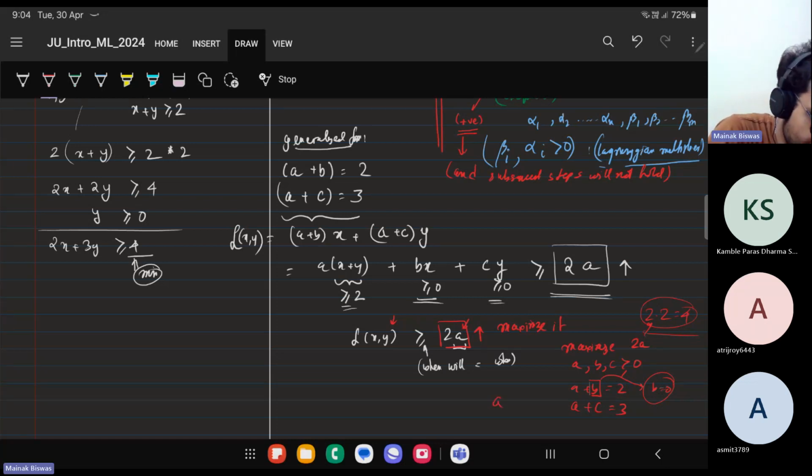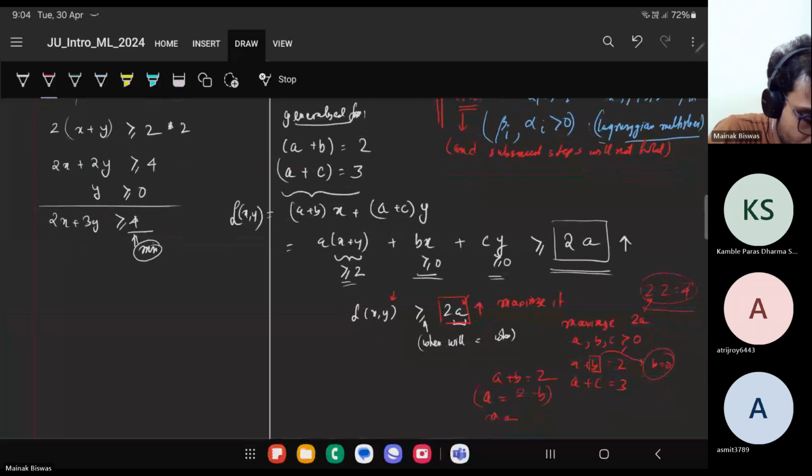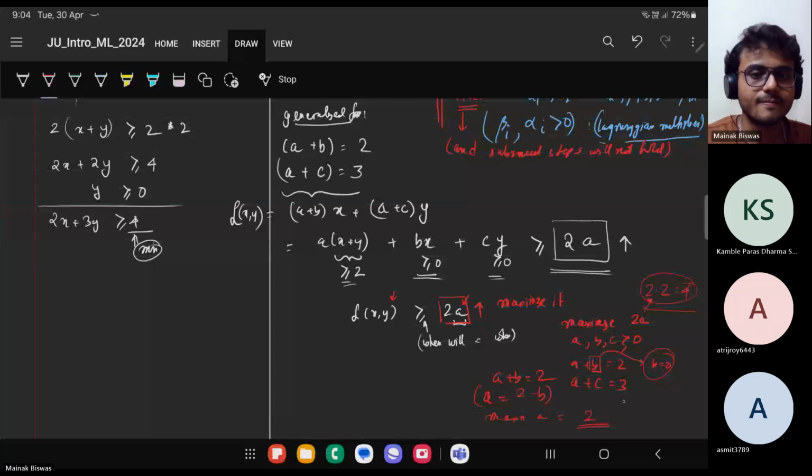Maximum value, a plus b is equal to 2. So a is equal to 2 minus b. So maximum of a. Oh, like b should be 0 then. Yes, a is equal to 2, greater than... So b equals 0. Yes. So this is a very, very special case.